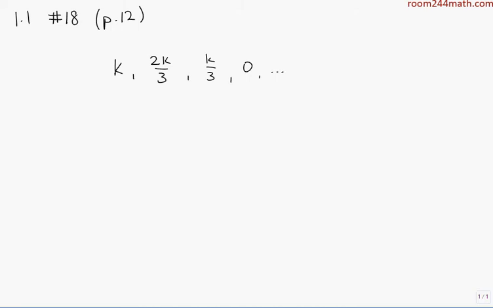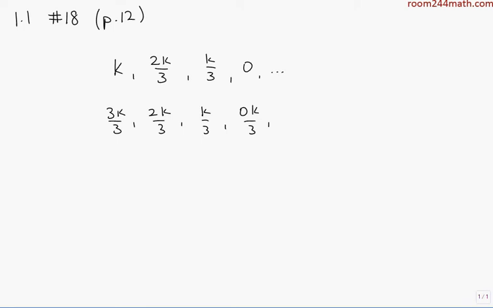I want to make a couple of changes to this sequence just to show you that it's not really as bad as it looks. The first one is to change the k into a fraction that has the same denominator as the other two terms right after it. So if you multiply k by 3 over 3, you get 3k over 3. And then the next term is 2k over 3, and then 1k over 3, and then 0k over 3.